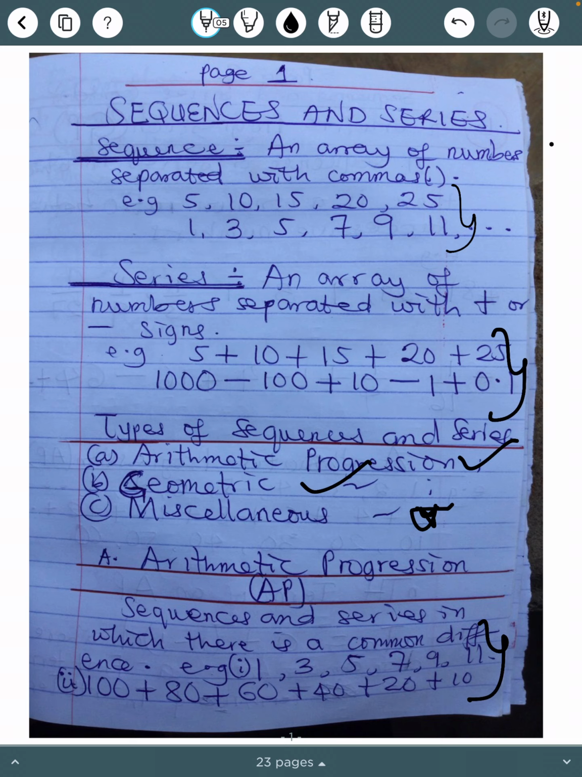Inspect all these, you see there's a common difference. 2 here, 2 here, 2 here, 2 is being added here, 20 is being subtracted. So the common difference for this second one will be minus 20. The common difference for the first one, example here, will be plus 2.